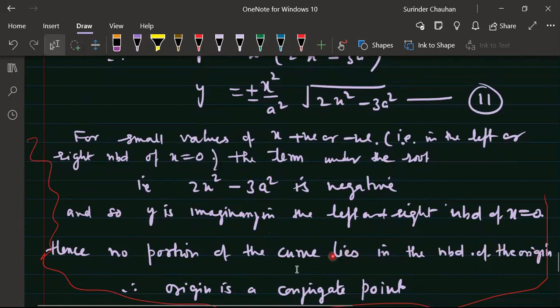So it's not a cusp. If the value had come out to be real, then the point would have been a cusp. Otherwise, the origin is a conjugate point. Thank you very much.